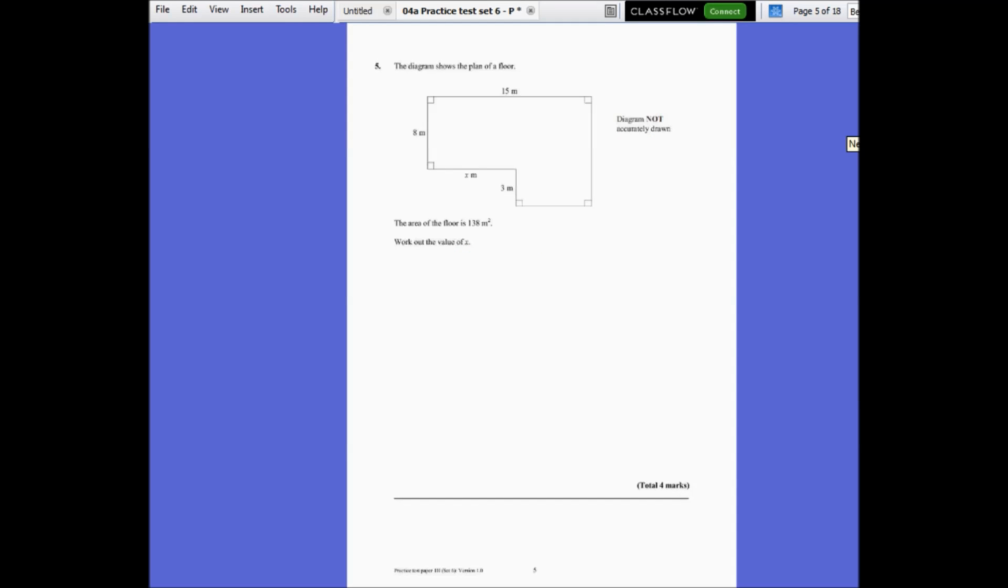Question 5. The diagram shows the plan of a floor. The area of the floor is 138 metres squared. Work out the value of x. So x is this distance here. At the minute, we don't actually need x because we can work out the area of this top rectangle here by doing 8 times 15. So the area of this one is 120 metres squared.